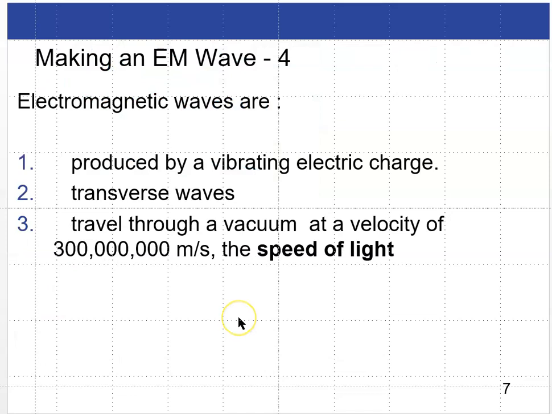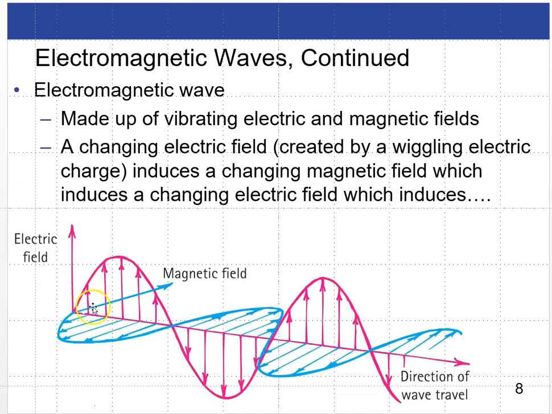Electromagnetic waves are produced by a vibrating electric charge. They are transverse waves. They travel through the vacuum at the velocity of 3 times 10 to the 8 meters per second, and that is, of course, the speed of light. So electromagnetic waves are made up of vibrating electric and magnetic fields. A changing electric field, which is created by a wiggling electric charge, induces a changing magnetic field, which induces a changing electric field, etc., etc. If either one of the waves is collapsed or wiped out, the other one disappears. You have to have both waves.